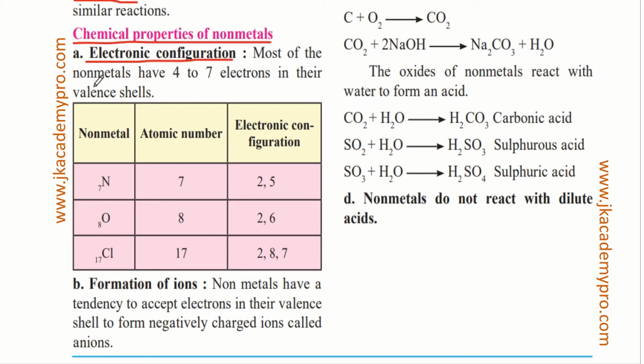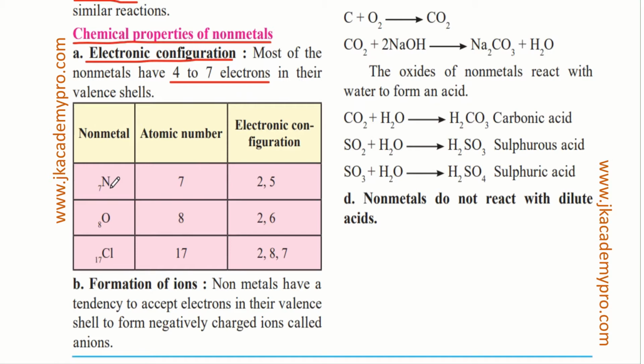Most of the non-metals have 4 to 7 electrons in their valence shell. If you remember, the electronic configuration of metals were usually between 1 to 3. But for non-metals, it is usually between 4 to 7 electrons in the valence shell. The valence shell is the outermost shell of the atom. Here are a few examples. So these are examples of non-metals.